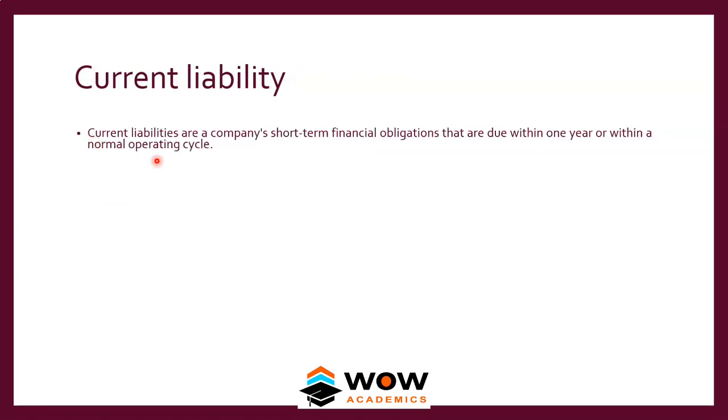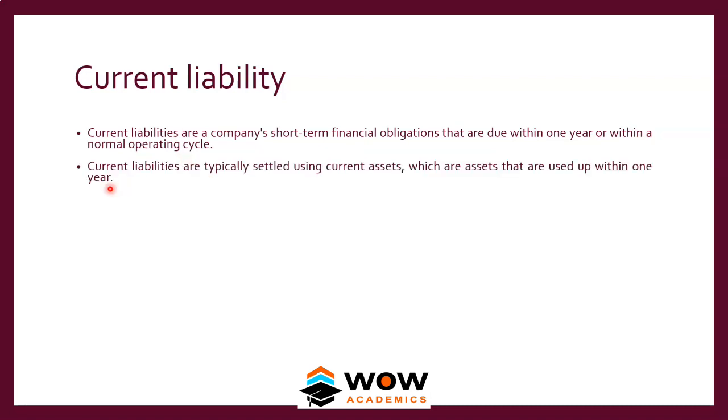Current liabilities are a company's short-term financial obligations that are due within 1 year or within an operating cycle. So we are going to settle a current liability within a year or an operating cycle. Current liabilities are typically settled by using current assets, which are assets likely to be used within 1 year. Okay, so we use current assets to settle the current liability.